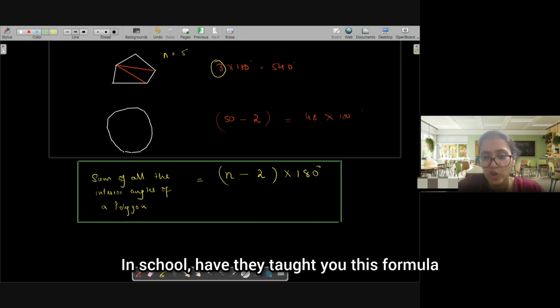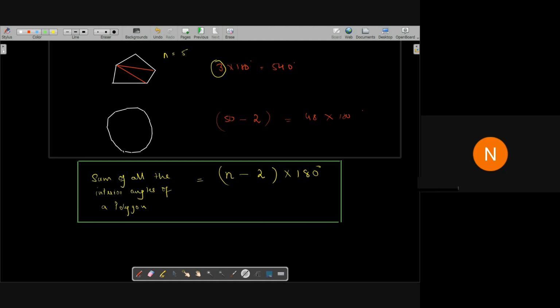In school, have they taught you this formula? Yeah, they did a little, like we started it, but we didn't finish it because the class was over. But we saw that.